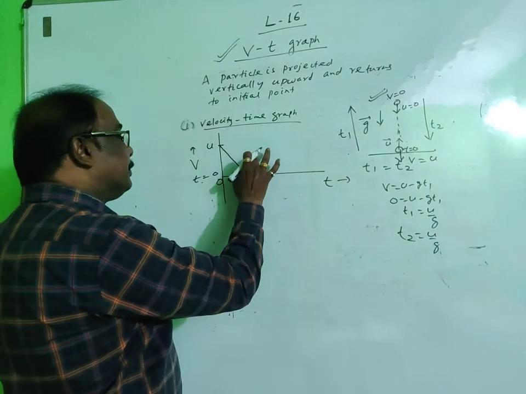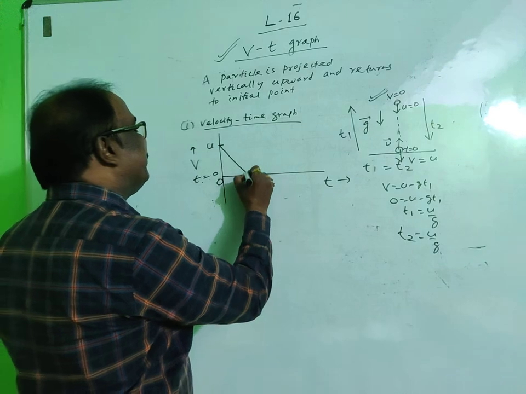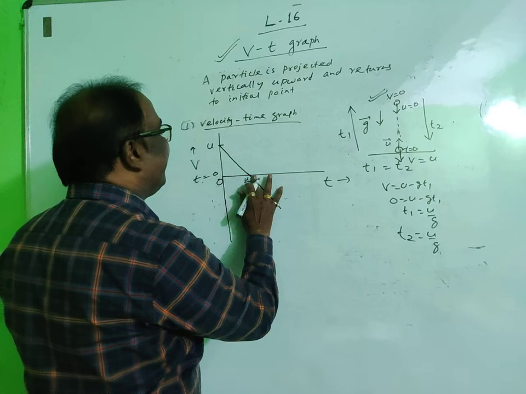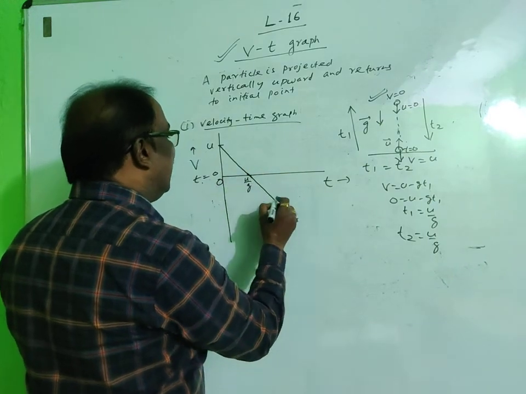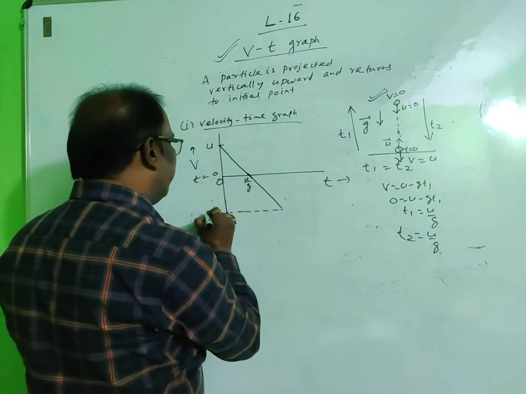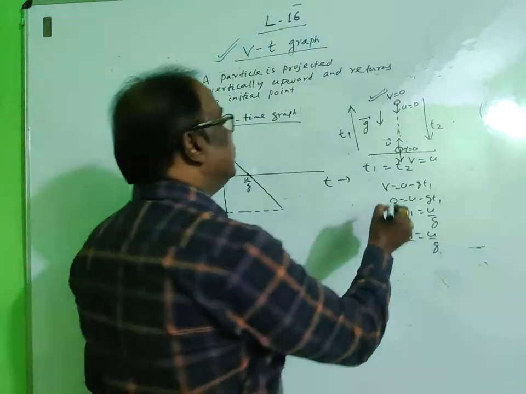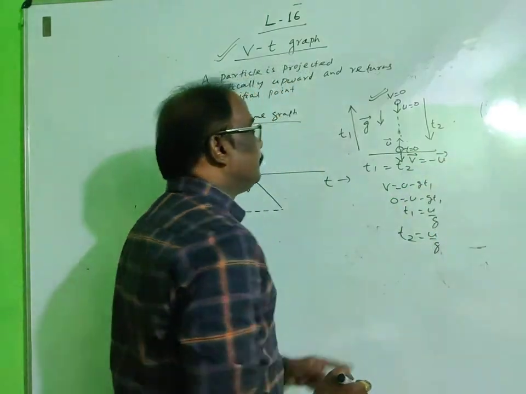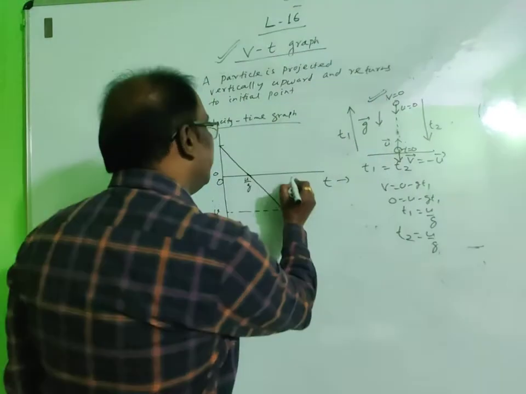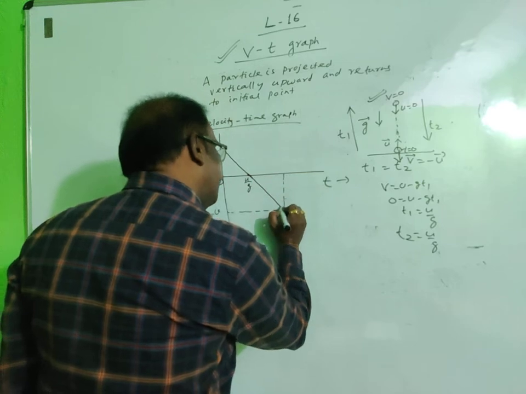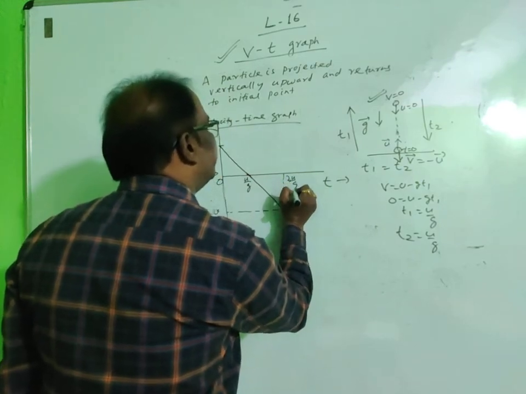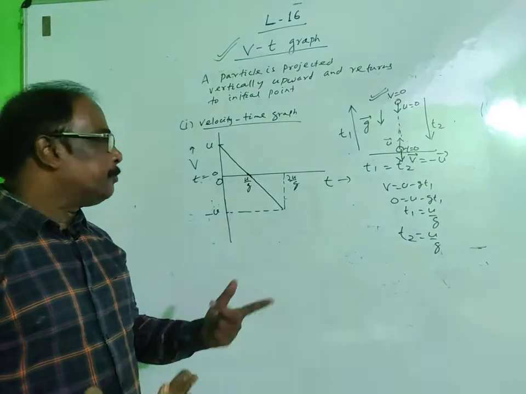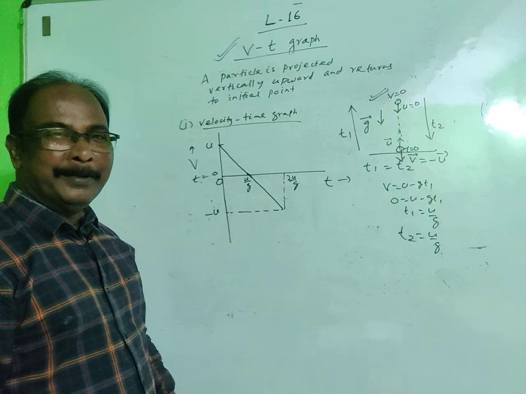Velocity is negative, this is positive. Negative means in the opposite direction, velocity increases, and the final velocity becomes minus u. In vector form, upward is u, downward is minus u. Again the time taken is u by g, and the total time is 2u by g: time of ascent u by g, time of descent u by g. This is the v-t graph, the velocity time graph.